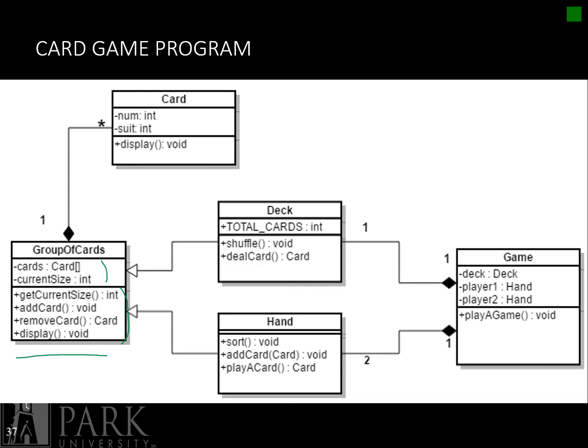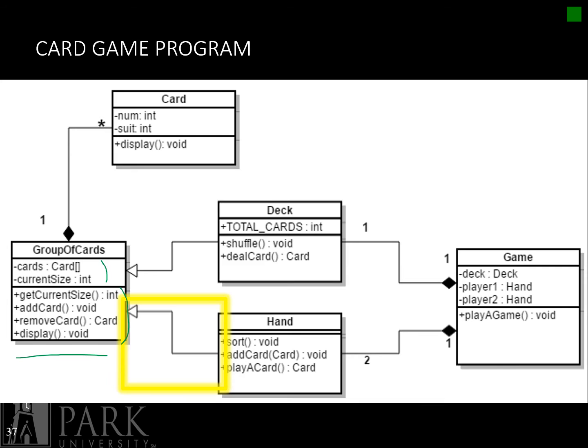What about deck and group of cards? I'm talking about this relationship right here. Hopefully you realize that it's inheritance, because deck is going to inherit from group of cards. Well, what about hand and group of cards? What is this relationship? Well, it's the same. It's inheritance. Hand is inheriting properties and methods from group of cards.